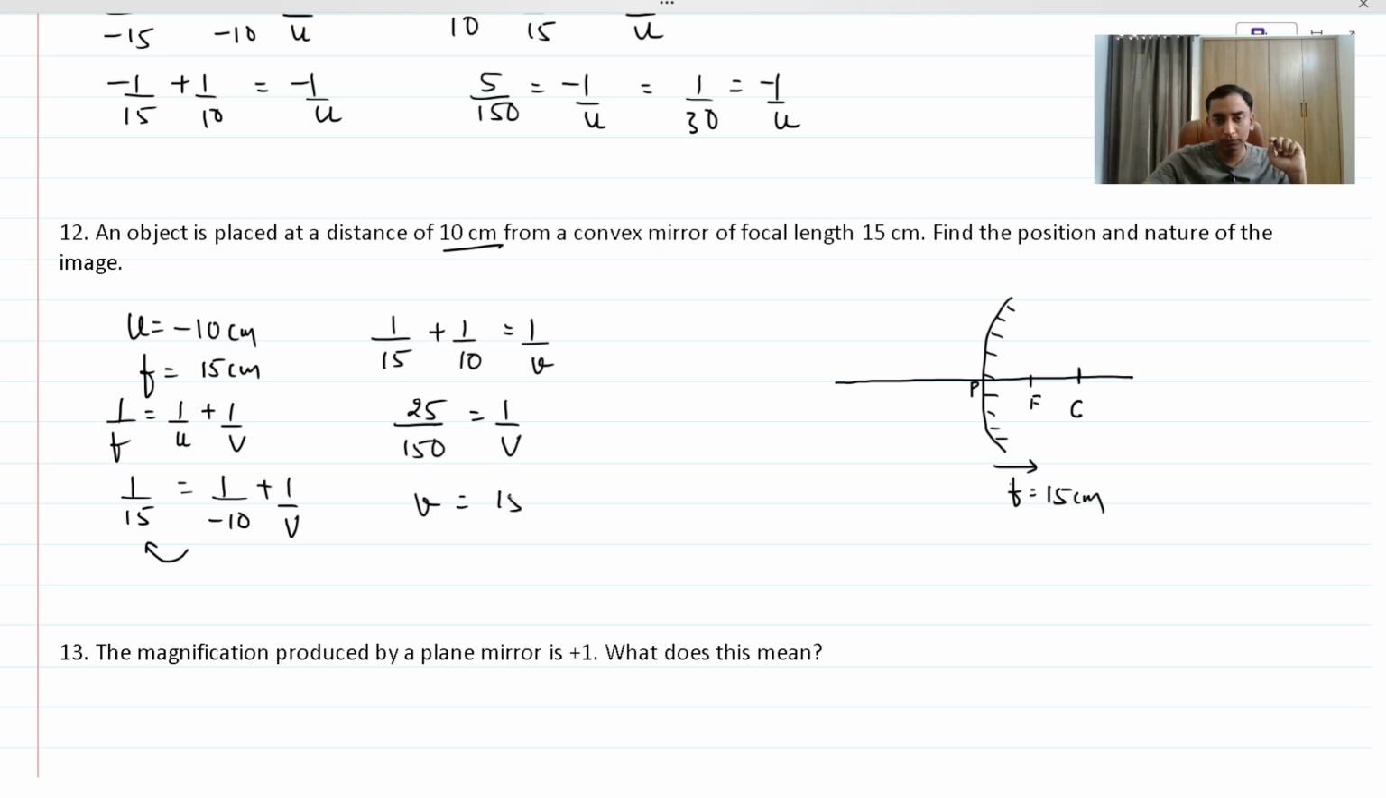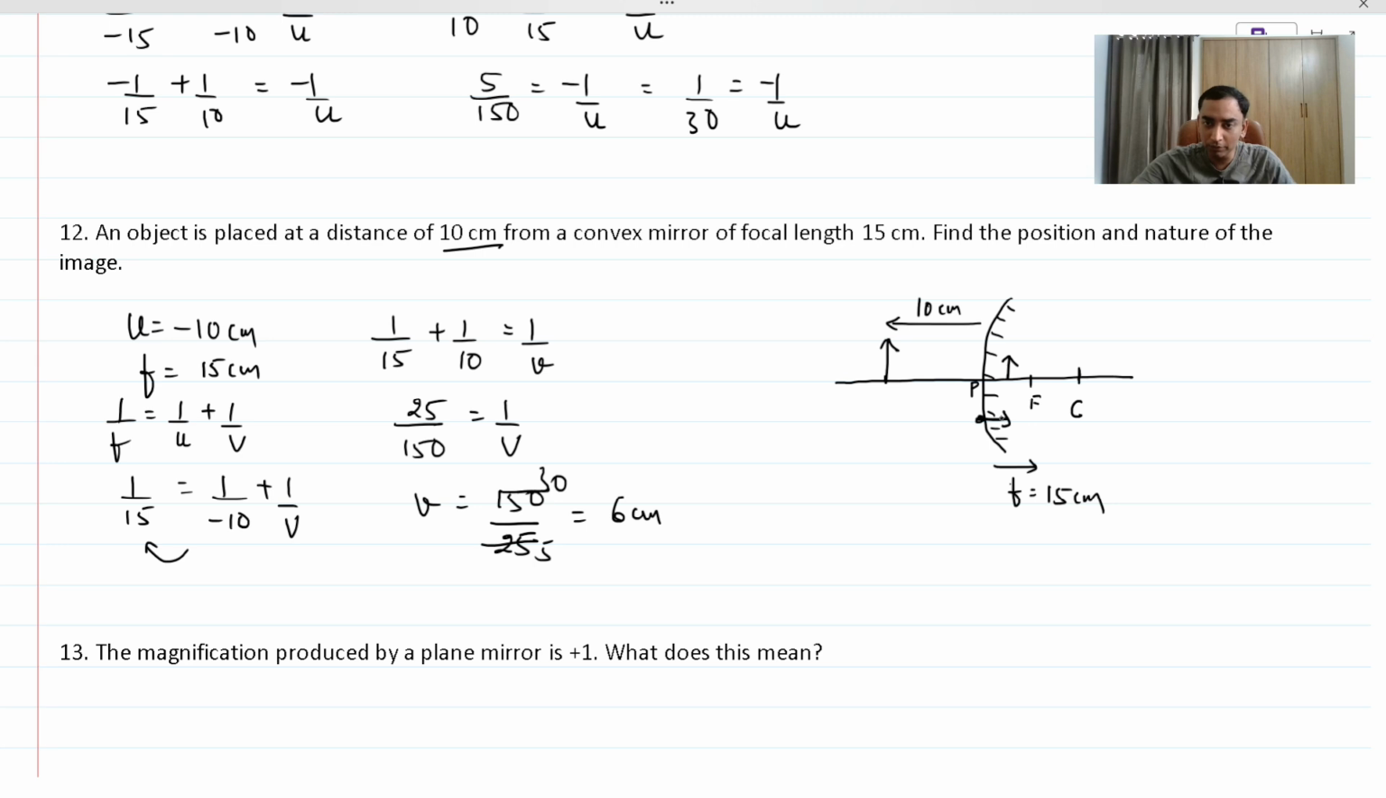V is 150 divided by 25. 5 30s are 150, 5 5s are 25, 5 6s are 30. 6 centimeters is the answer, which means the object is placed here, always on the left hand side of the mirror, and this distance is 10 centimeters, and the image is between P and F, somewhere over here, diminished. We know that as per the ray diagrams.